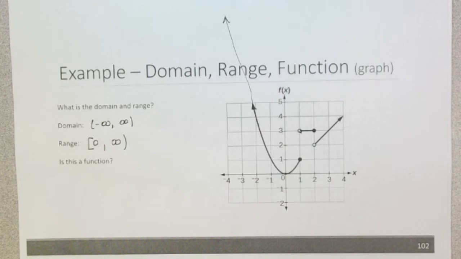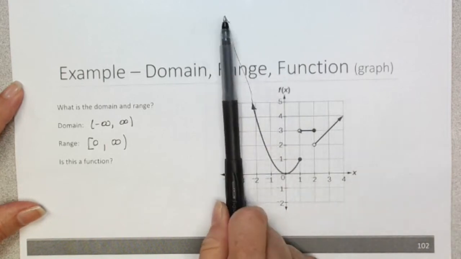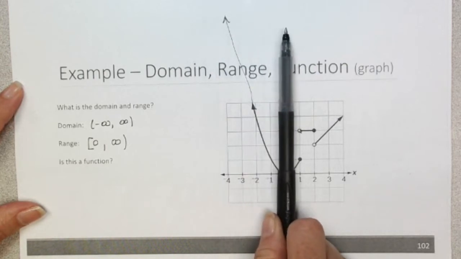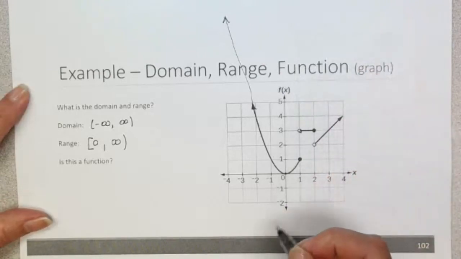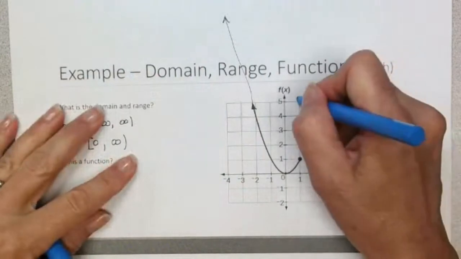Now, is this one a function? Does it pass the vertical line test? Sometimes you might hear this referred to as the pencil test, or pen test in my case. Can I imagine a vertical line that intersects this graph in more than one place? I don't think so. What if the vertical line that I'm imagining is this one right here?